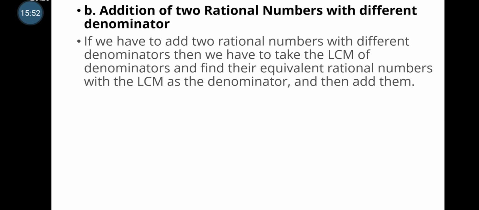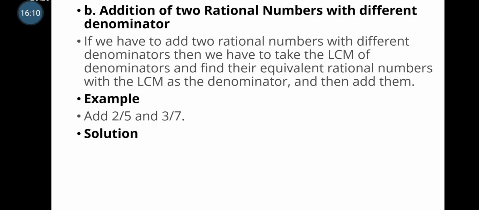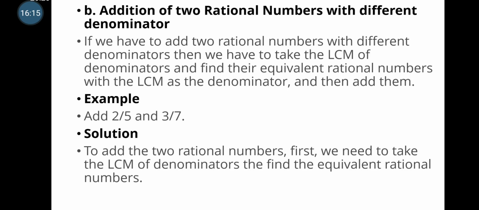Addition of two rational numbers with different denominators. Different denominators means you will find the LCM of the denominators and find their equivalent rational numbers with the LCM as the denominator, and then add them. First we will make the denominator the same by taking the LCM. Once the denominator becomes the same, as usual you can add the numerators together. So that is how we will do this.